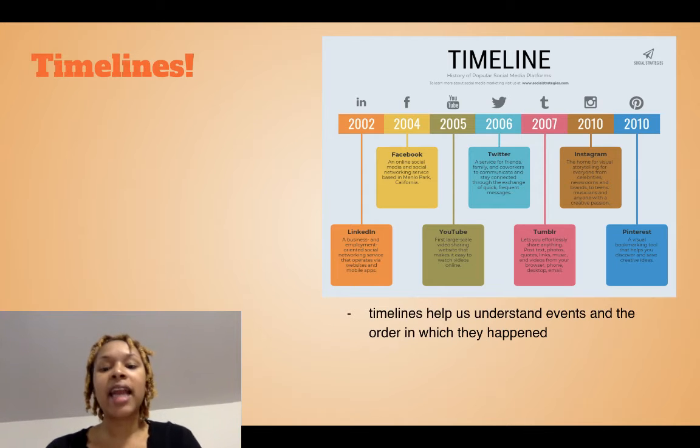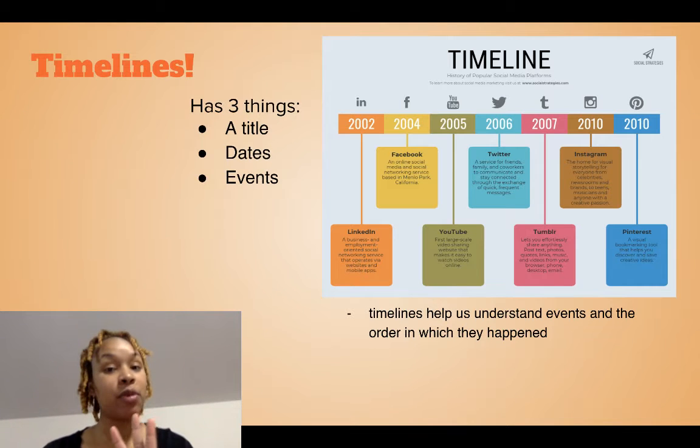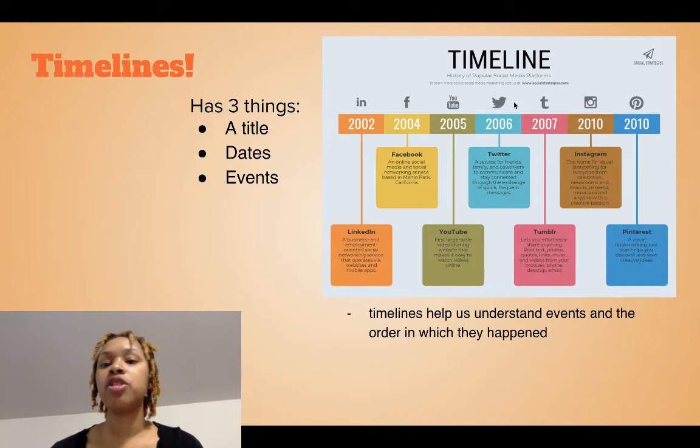So a timeline helps us understand events and the order in which they happen. There are three things that we will find on the timeline. The first thing is a title, which is usually located on the top. The next thing are dates. Sometimes you will have months, sometimes you'll have days, and then in this timeline, we only see years. And you will also see events.